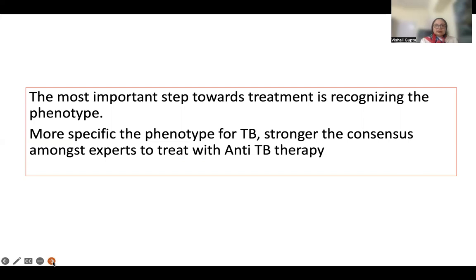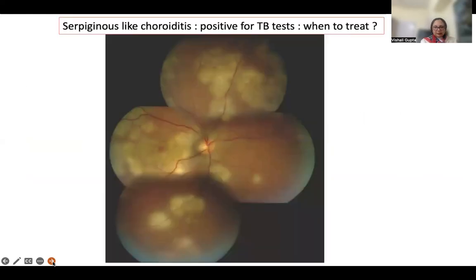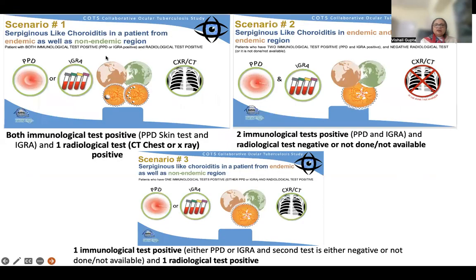The experts, after the consensus or during the consensus, agreed that the most important step towards the treatment is recognizing the phenotype, which I have already discussed. And more specifically, the stronger the phenotype for TB, the stronger the consensus to treat with anti-TB therapy. For example, serpiginous-like choroiditis, the horse for TB. So experts will treat even if only IGRA is positive.